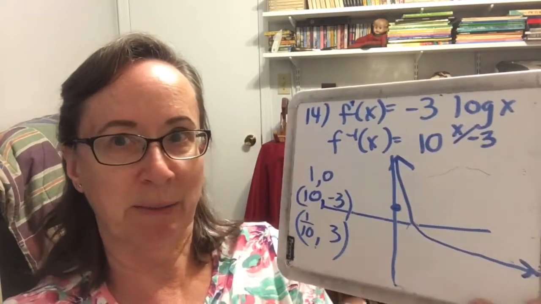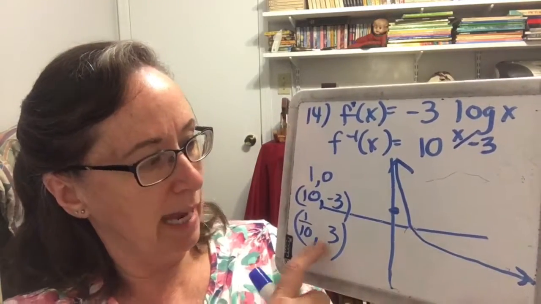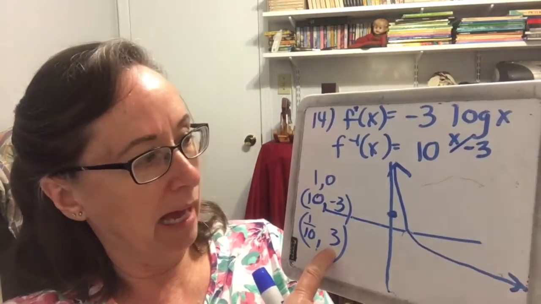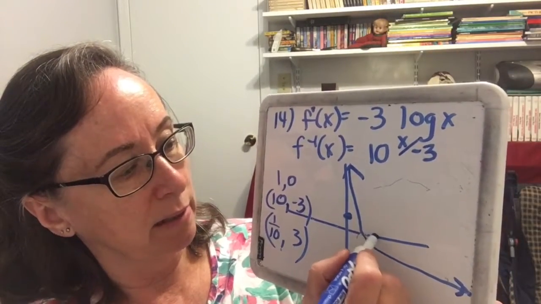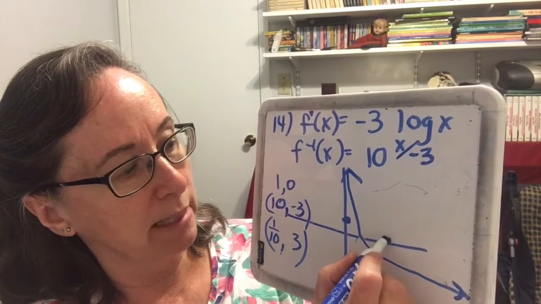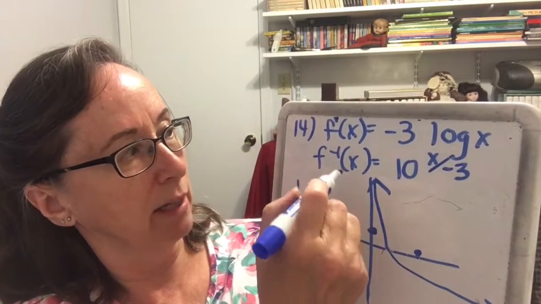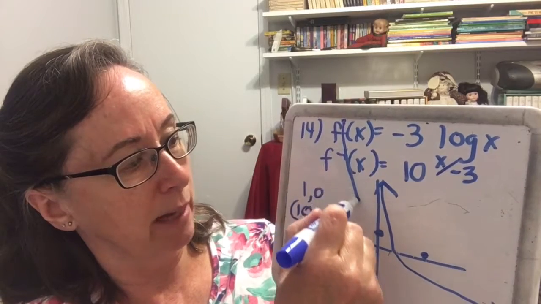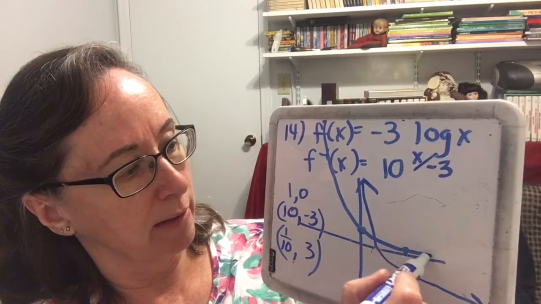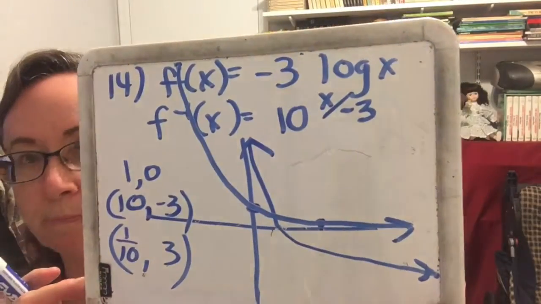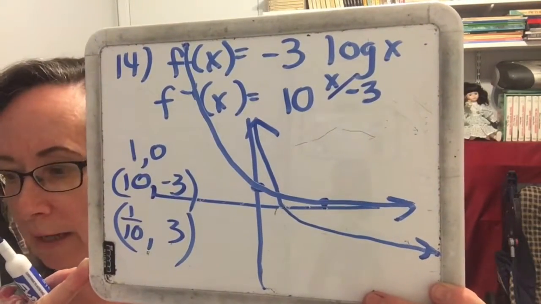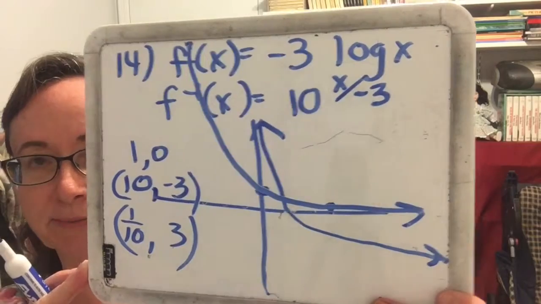So then that gives me another point when I get my inverse. And at 3, I would be at 1/10. So at 3, 1, 2, 3, I would be at 1/10. So this one is coming this way and approaching this axis as an asymptote. And that's what it's supposed to look like.